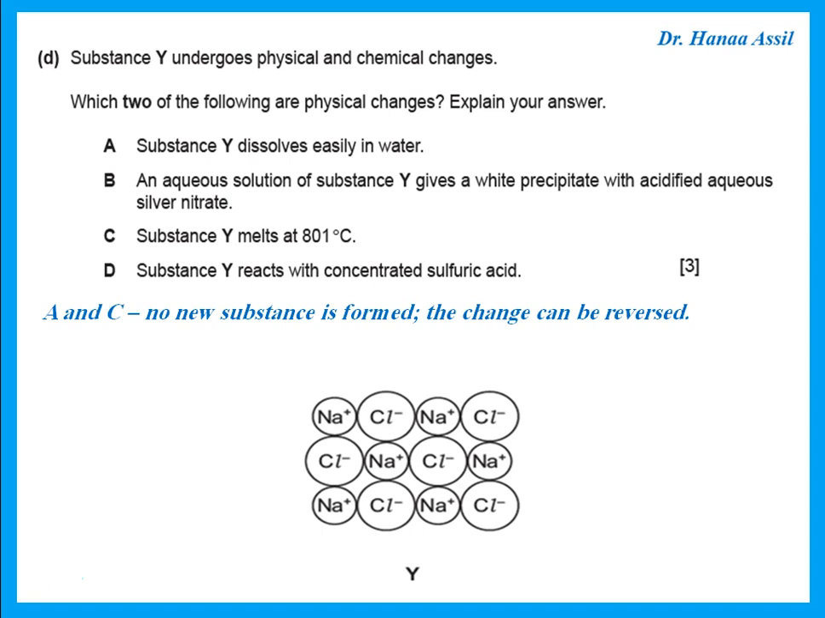This is because when you dissolve something in water, you're forming a mixture. It's not a chemical reaction. And when you heat to melt, you're just changing the solid to liquid. And this can be reversed. You can get back your solid from the water, or you can freeze back your solid. And there is no new substance formed. It is the same substance that you started with. While B and D are chemical reactions, so we cannot call them a physical change.